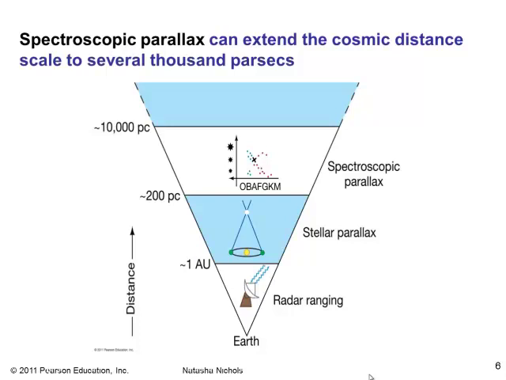If you take a look at this diagram here, which represents the cosmic distance scale, from our location of the Earth, if we want to take a look at distances within 1 AU, we need to use radar ranging. If we want to take a look at distances between 1 AU and 200 parsecs, then we can use the idea of stellar parallax, the triangulation method we talked about before. For anything further away than 200 parsecs, but within 10,000 parsecs, we get to use the HR diagram, or what we call the spectroscopic parallax.